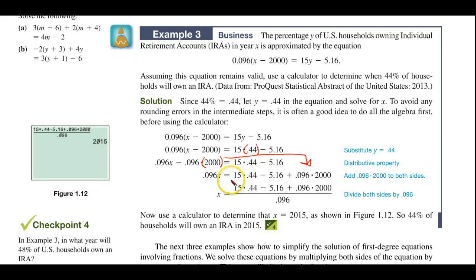And then eventually, once we get all of our terms over to this side, and then divide both sides by this, that's where they get this long thing. Put all of that into our calculator, and it will be approximately 2015 when we expect 44% of our households will own an IRA.